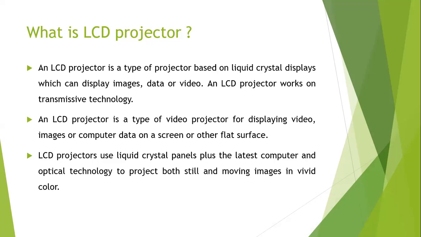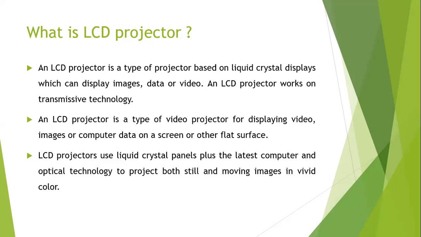So, what is transmissive technology? Transmissive technology is a type in which pixels are illuminated from behind the monitor screen, opposite to the user. So these pixels cannot be seen by the users; they are illuminated from behind the monitor.